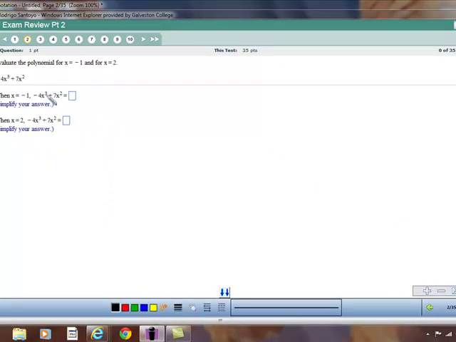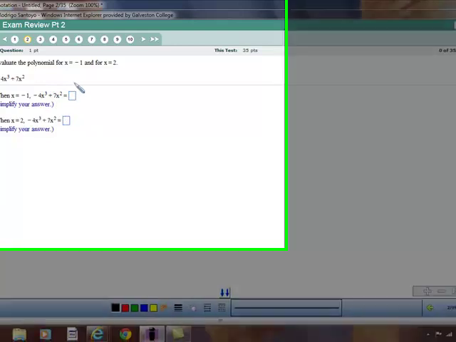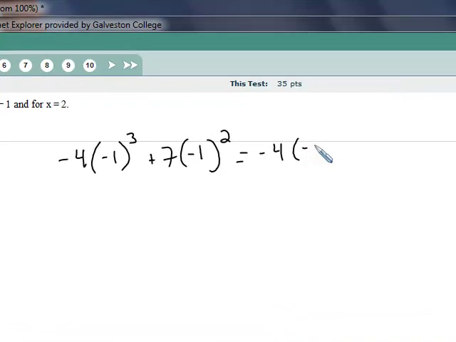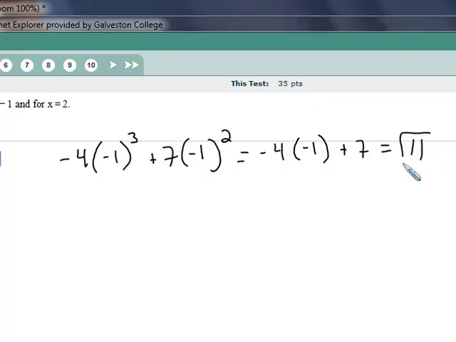The second one asks us to evaluate the polynomial for x equaling negative 1 and x equaling 2. So all we're going to do is replace x with negative 1 the first time. You can put it in your calculator just like that. It should be negative 4 times negative 1, plus 7. And we know negative times negative is a positive. We get 4 plus 7, which will give us a nice solution of 11.